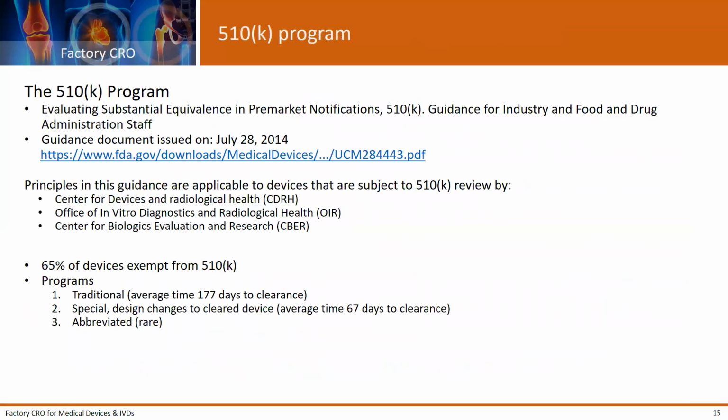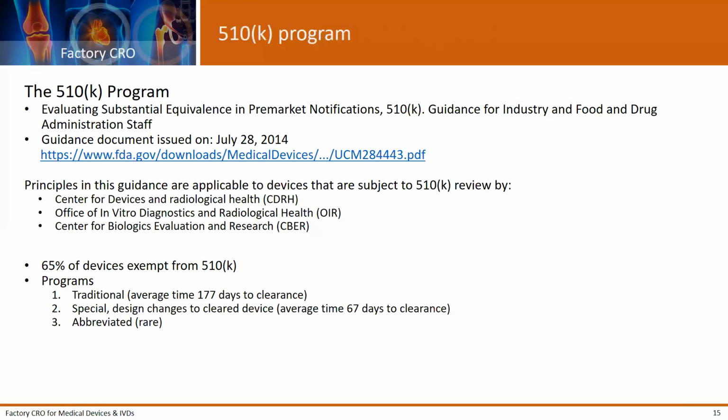The actual 510K program looks like this. Formally, it is evaluating substantial equivalence in pre-market notifications. The link is a guidance document. The principles in this guidance are applicable to devices that are reviewed by the Center for Devices and Radiological Health, but also IVDs, reviewed by the Office of In Vitro Diagnostics and Radiological Health, and biologics, reviewed by the Center for Biologics Evaluation and Research.